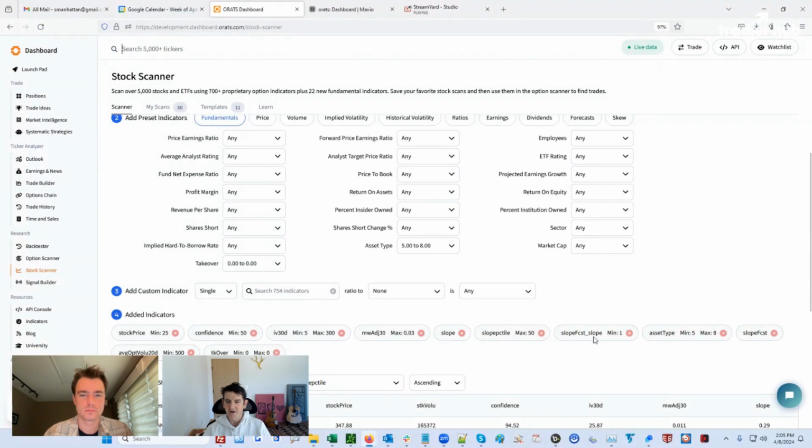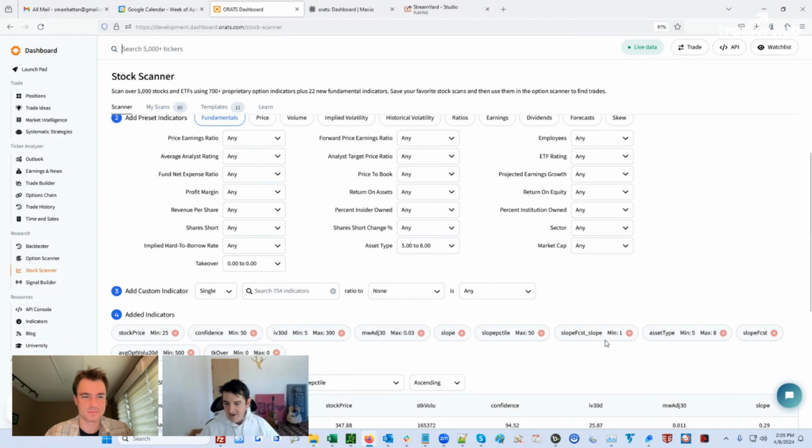Our slope percentile. My office mate wants to come in. Here she comes. She usually helps me on these, so that's why I need her.